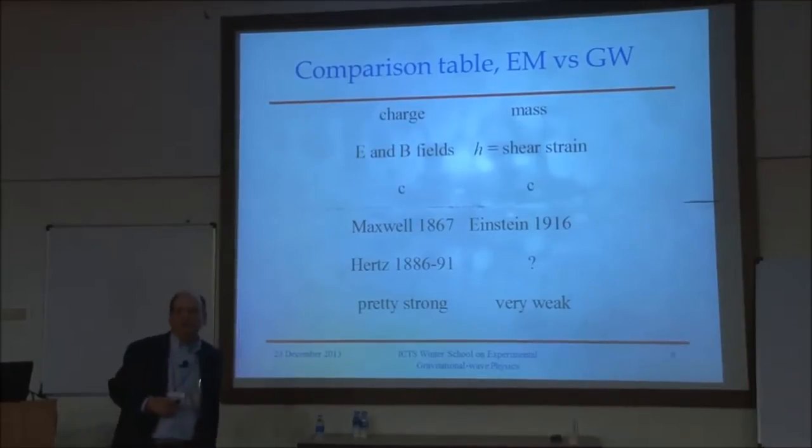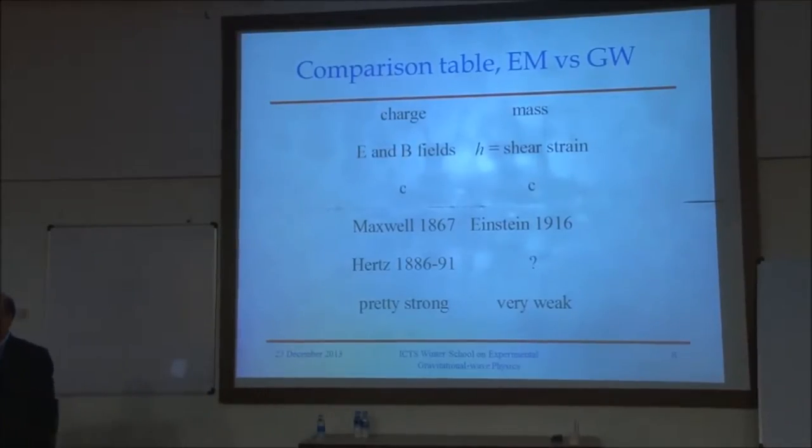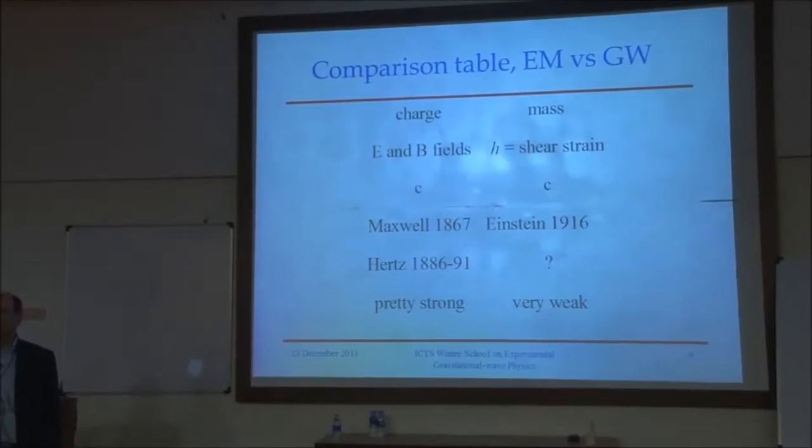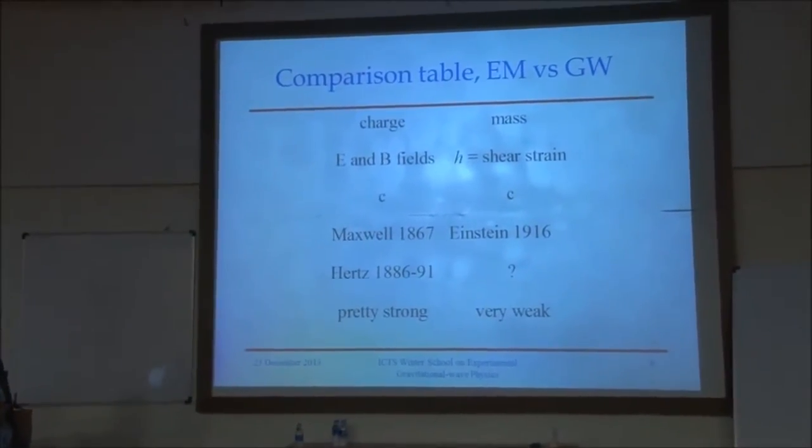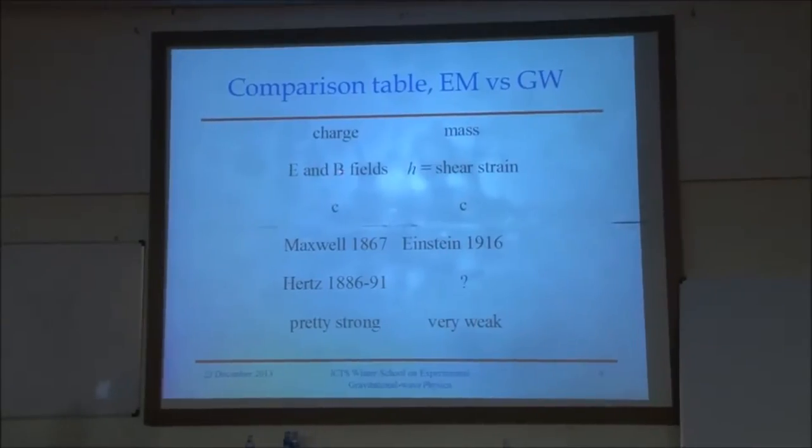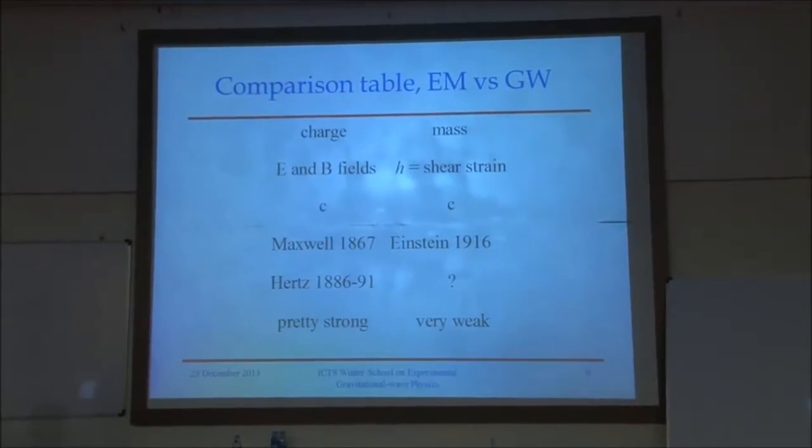Okay, so let me complete the analogy I want us to make between electromagnetic waves and gravitational waves with this comparison table. We've mentioned a lot of these things already. So the role of electric charge in the gravity wave case is played by mass. The role of E and B fields as the thing we track and say is the wave amplitude is played by little h, the shear strain, scaled by that factor of 2. Electromagnetic waves travel at c, gravitational waves travel at c.